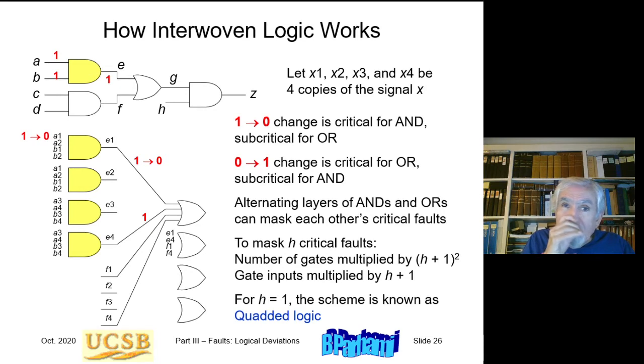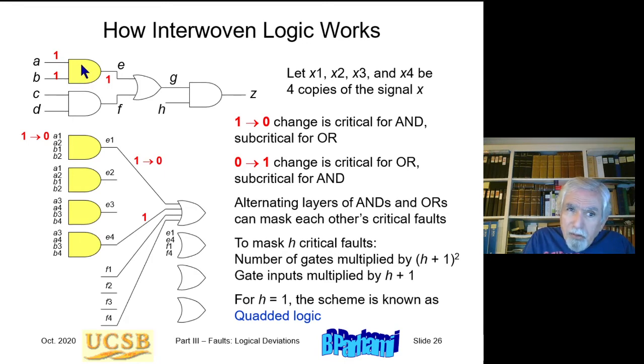So here's the idea of what is known as quadded logic. Quadded means we basically use 4 times as many gates and 4 times as many signals to achieve fault masking. So let's see how this works. So this is the original circuit that I showed you before. And this is the quadded version of that circuit that has 4 gates for every gate in the original circuit.